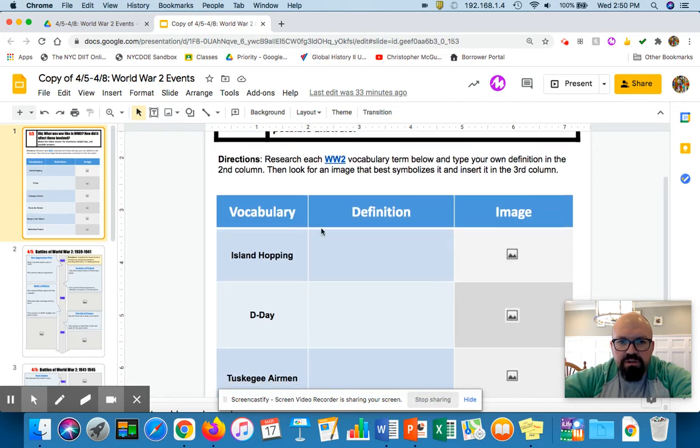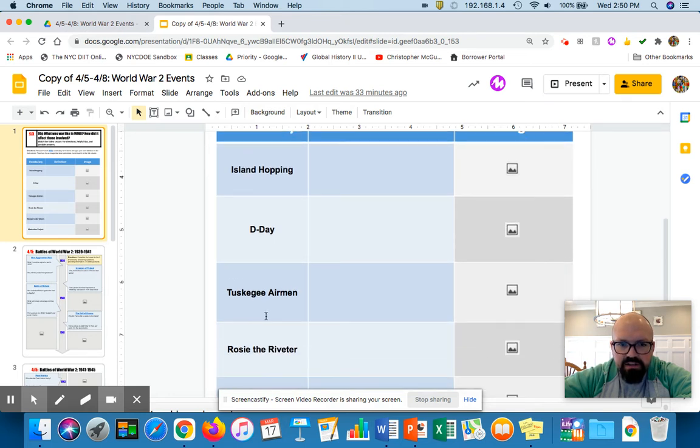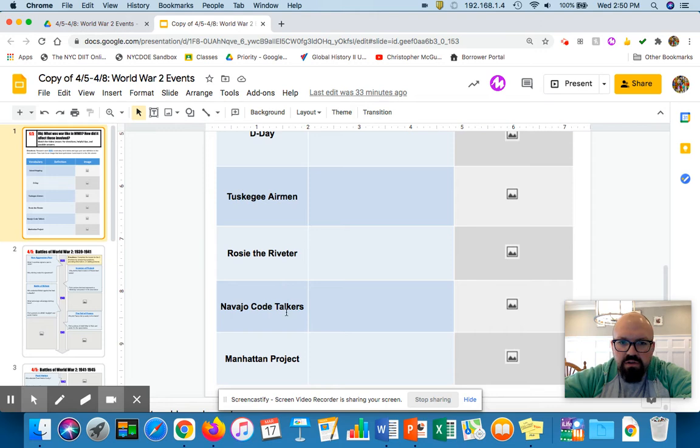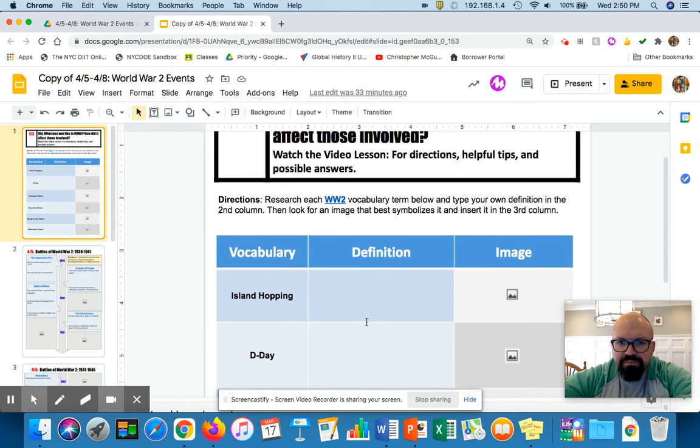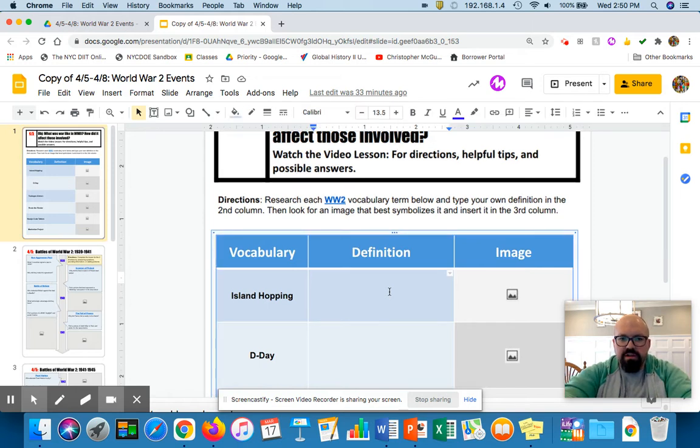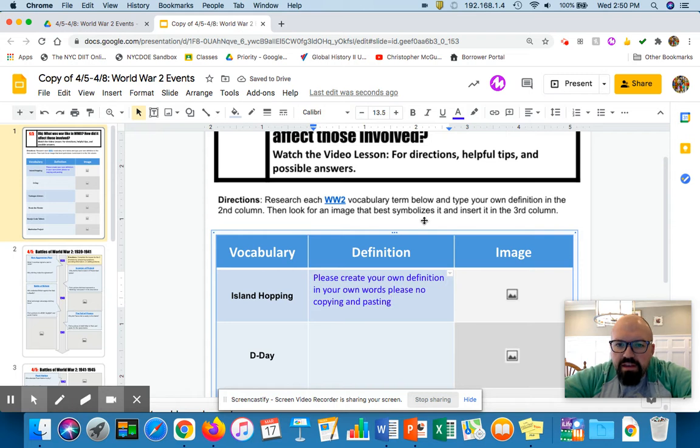Okay, so here I want you to research each World War II vocabulary term. Okay, island hopping, D-Day, Tuskegee Airmen, Rosie the Riveter, Navajo Code Talkers, and the Manhattan Project. Type your own definition in the second column here. Please create your own definition in your own words, okay? Please, no copy pasting. Okay. And then please select an image that helps do that.